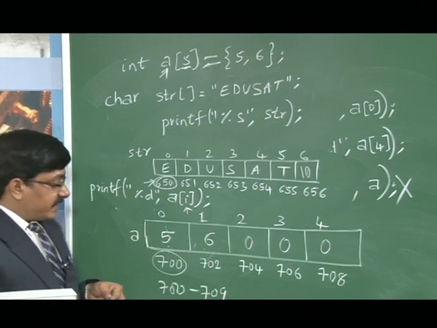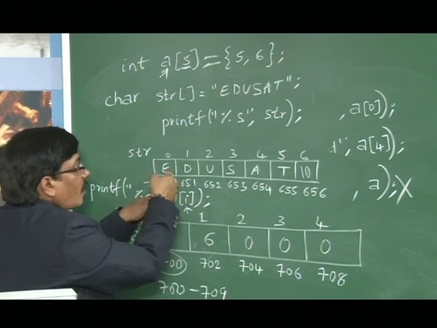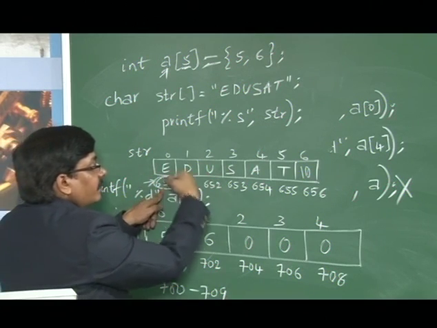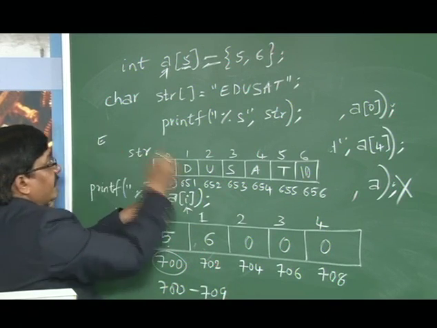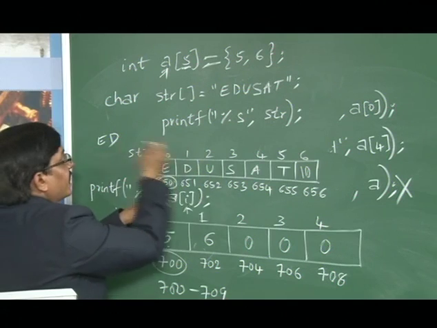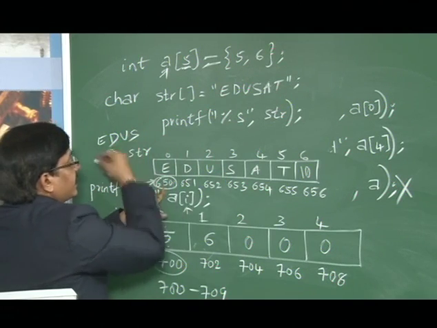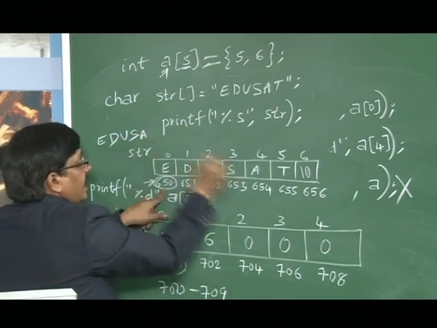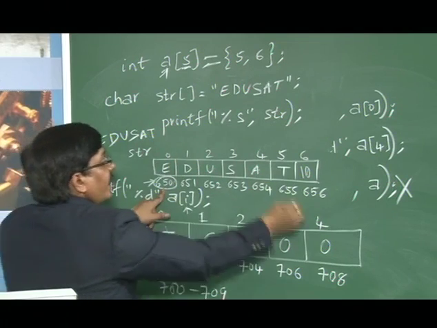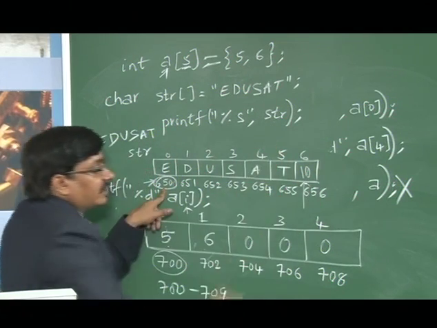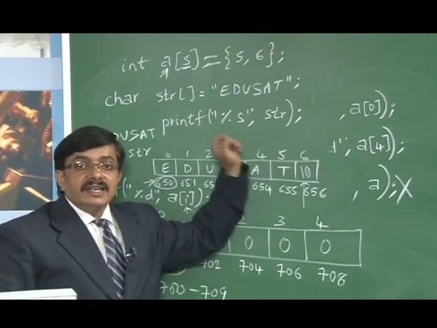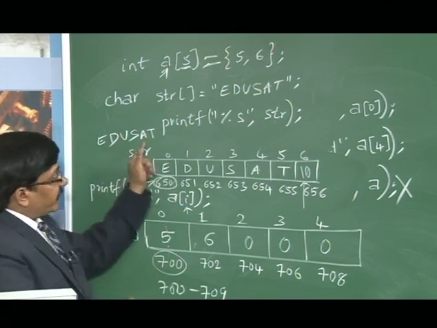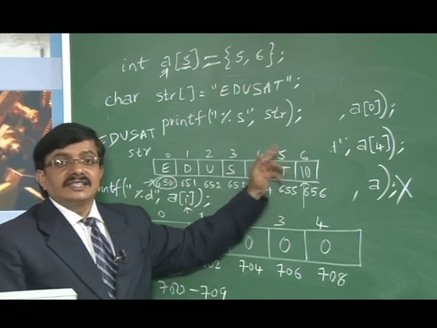The reason is that from this address, the printf function will go on printing the characters one by one. What is the first character here? E. Next character is D. The next character is U. Next character is S. Its next character is A and its next character is T. And finally, we have this particular character. What is that character? A null character. A string must be terminated by a null character. When printf gets this null character, it stops printing the characters.